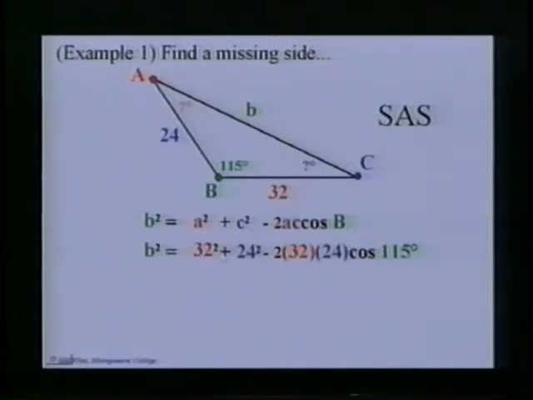In this case, a is 32, c, lowercase c, is 24, and I put the 2 in here, and the cosine of B, which I know is 150. All the numbers are fit, okay? Do a little calculation. I'll show you a little bit of it. 32 squared is that, 24 squared is that. Do a little bit of multiplication, 2, 32, and 24, and get that.